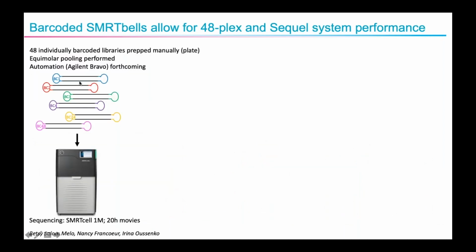Following SMRTbell prep, we equimolar pool each of them into that 48-plex, and we're currently doing that manually, although we're hoping to automate it on the Agilent Bravo quite soon. These 48-plexes then are run on the Sequel system using a SMRTcell 1M and 20-hour movies.